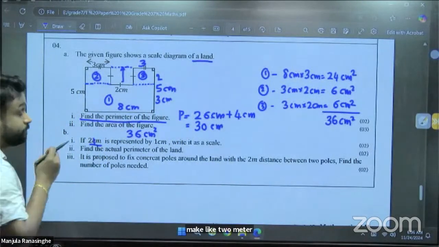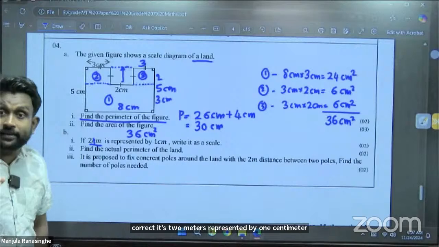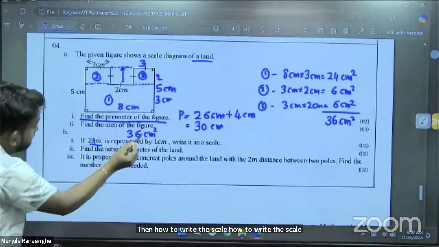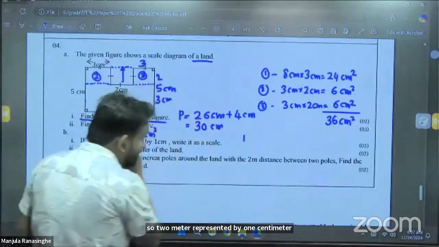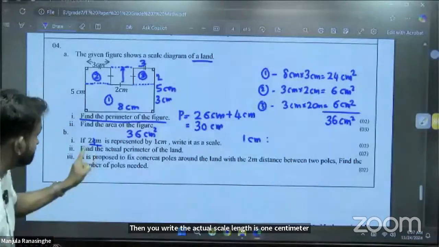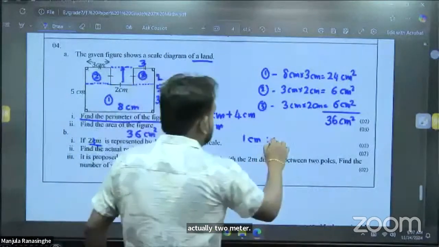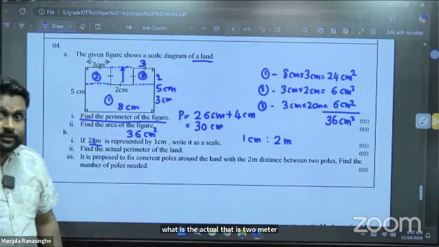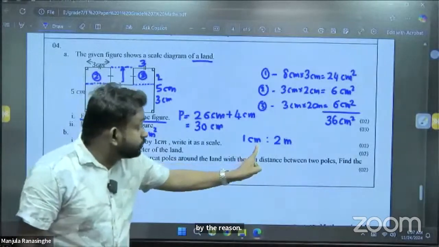It's 2 meters represented by 1 centimeter. Then how to write the scale? So 2 meters represented by 1 centimeter. You write the scale length as 1 centimeter, then the actual is 2 meters. First the scale length, then the actual. The actual is 2 meters. But this is not a ratio. What is the reason? The reason is the 2 different units.